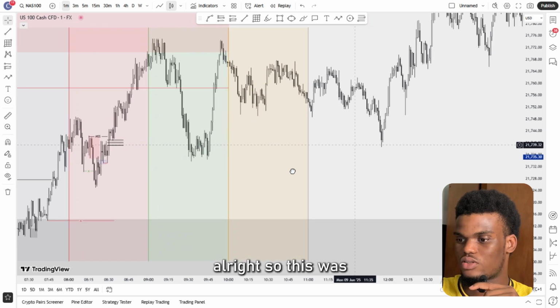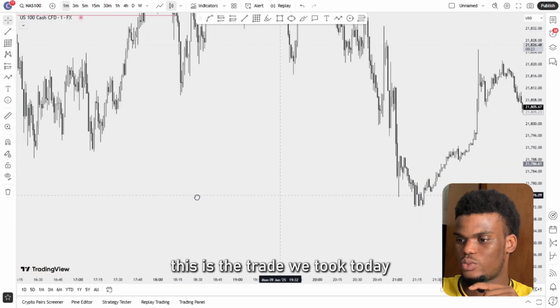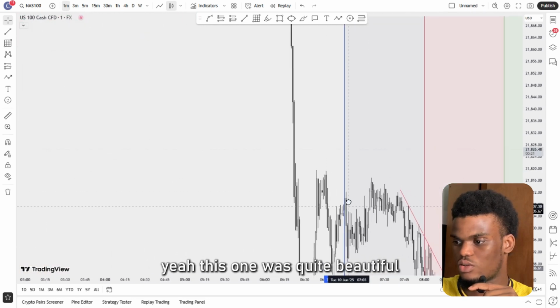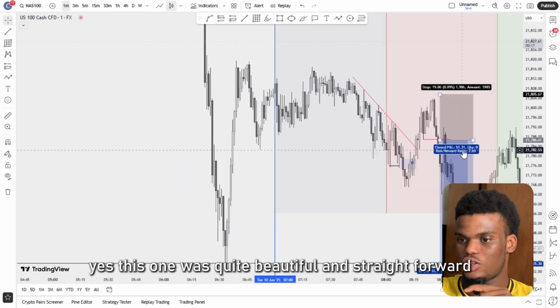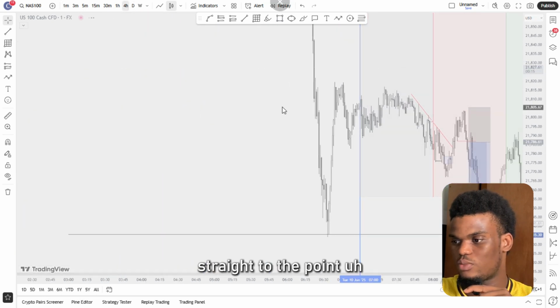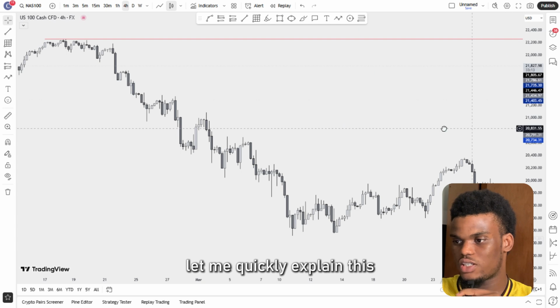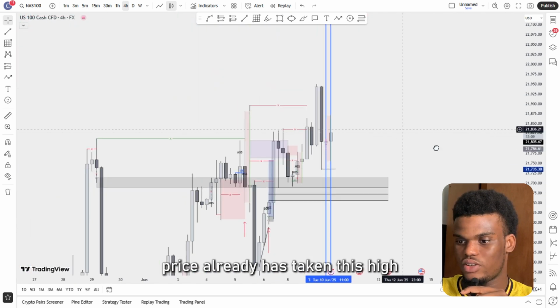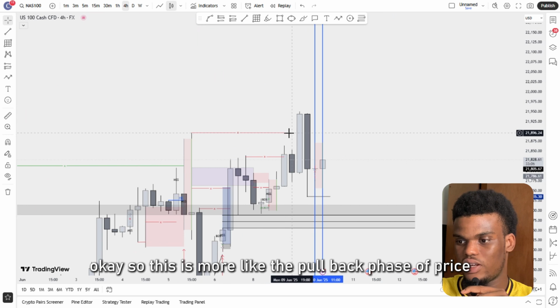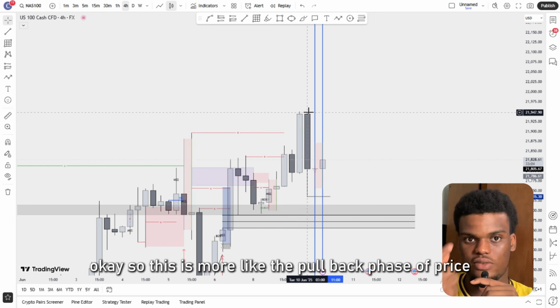All right, so this is the trade we took today. Yeah, this one was quite beautiful, and straightforward, straight to the point. Let me quickly explain this. All right, so as you can see, price already has taken this high. Okay, so this is more like the pullback phase of price.